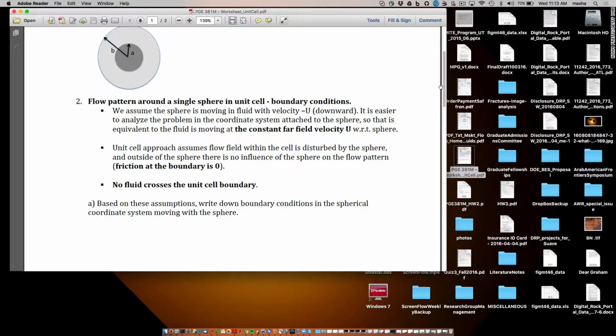Let's calculate that. My velocity is given in the z direction, which is the XYZ coordinate system. I've got to translate that.